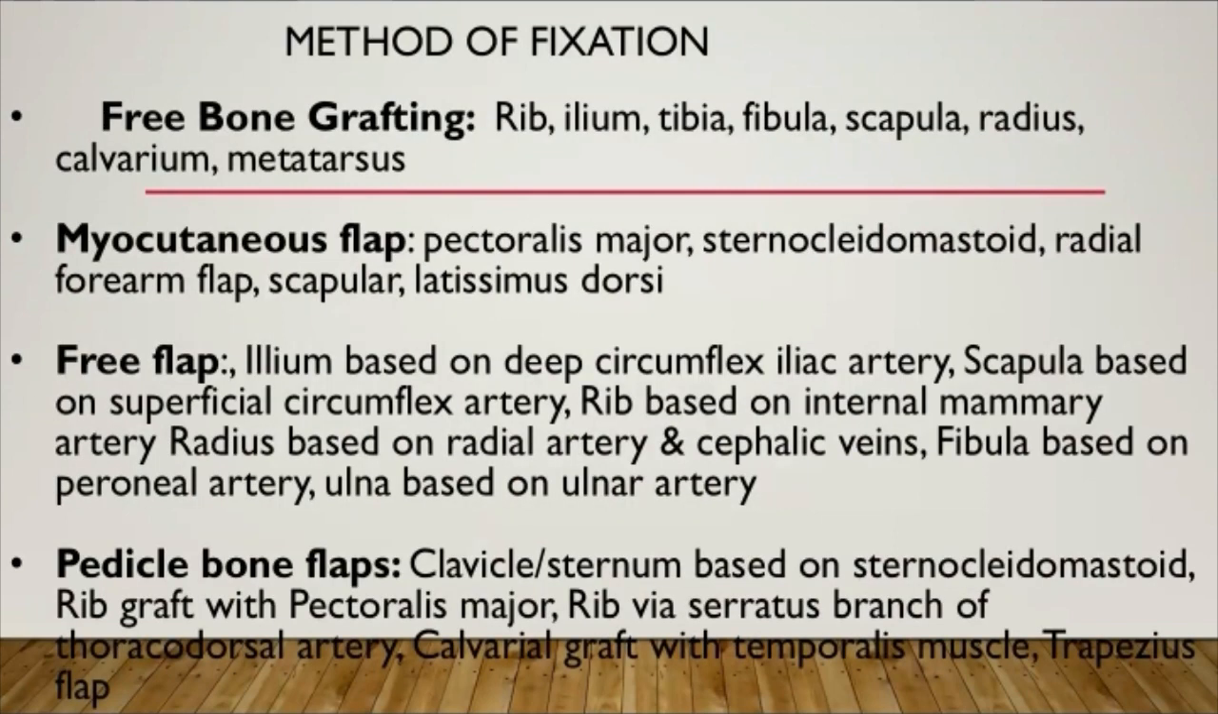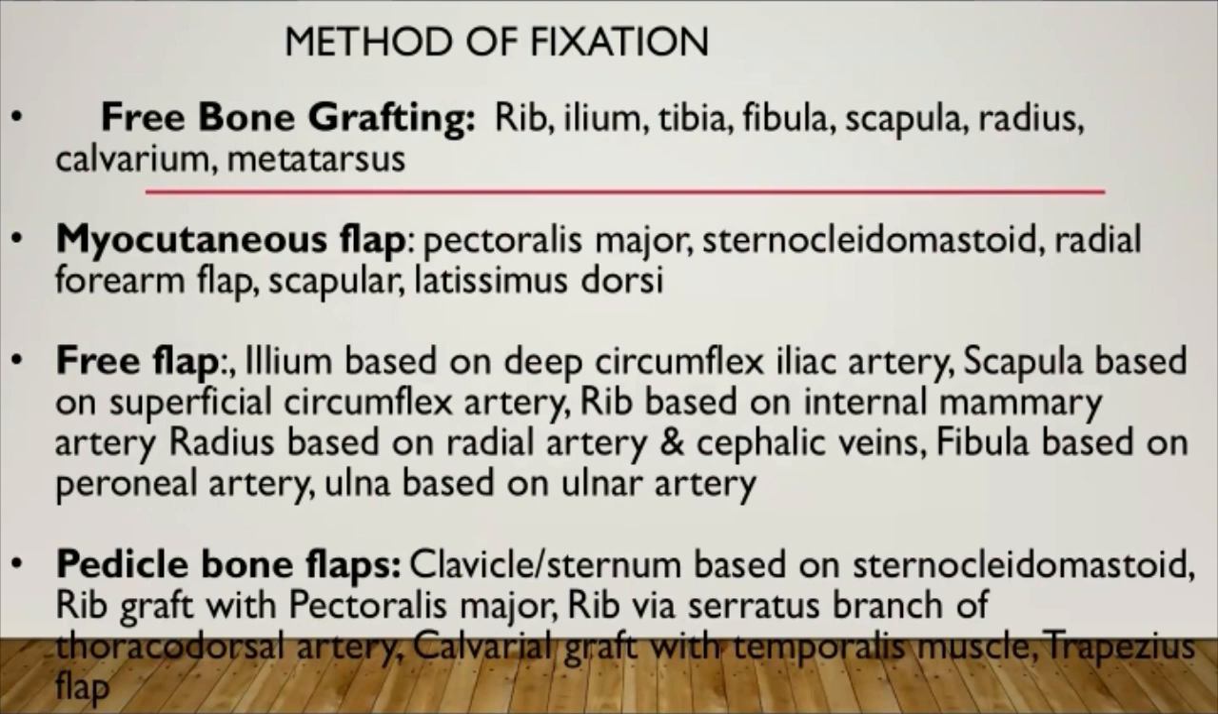So the myocutaneous flaps are the pectoralis major, the sternocleidomastoid, the radial forearm, the scapula, and the latissimus dorsi. Free flaps: we have the ilium based on the deep circumflex iliac artery, scapula based on the circumflex scapular artery, rib based on the internal mammary artery, radius based on the radial artery and the cephalic vein, fibula based on the peroneal artery, then ulna based on the ulnar artery.